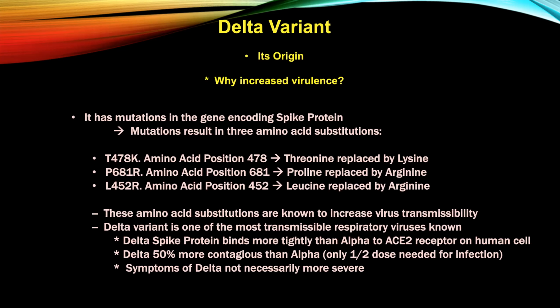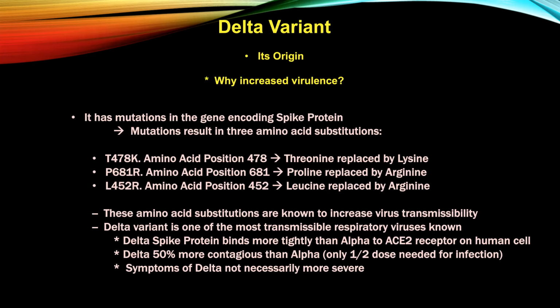Okay, so what we have here is spike binding to ACE2. They're both proteins, so you have amino acids binding to amino acids, and it just turns out that these 3 substitutions bind more tightly to ACE2 than the original strain.